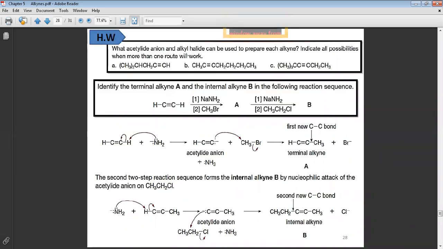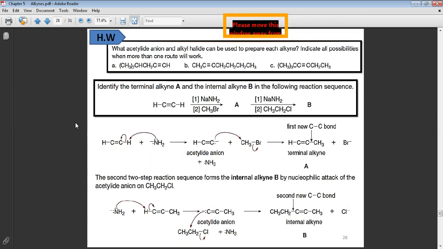Also, this is homework for you. It asks: what acetylide anion and alkyl halide can be used to prepare each alkyne? I want to prepare this compound. Now I want you to write the starting materials. Any acetylide anion and alkyl halide that can react together to give you this compound, or this compound, or this compound. That means this is the product, and I want the starting materials. Think about that, and you can write the structure.